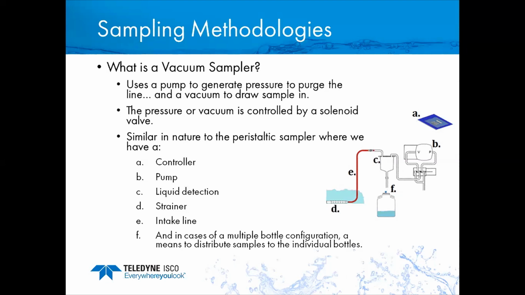There is a pump that is there again to develop the vacuum and the pressure. You will again often have liquid detection methods to determine when liquid has reached the chamber and to control the accuracy of the volume that will be delivered to the bottle. Again, you also have a strainer to prevent large material from being drawn into the intake line. And in the case of a multiple bottle configuration, there is a means to distribute samples to the individual bottles, or in the case of a composite bottle, the tube just drops the sample into that single bottle.